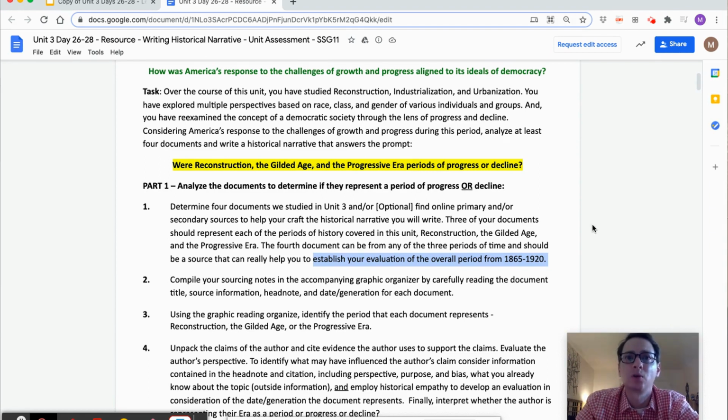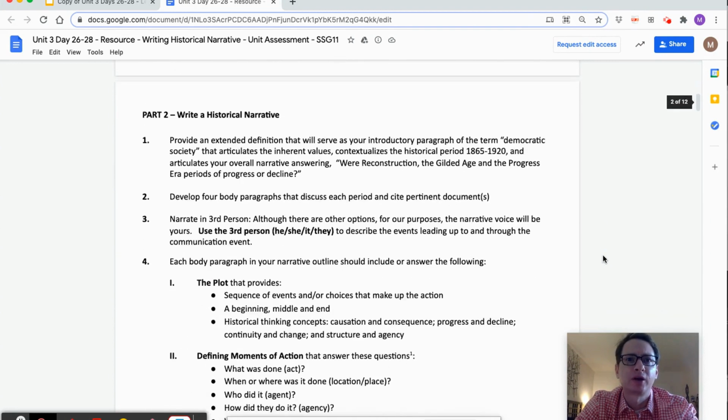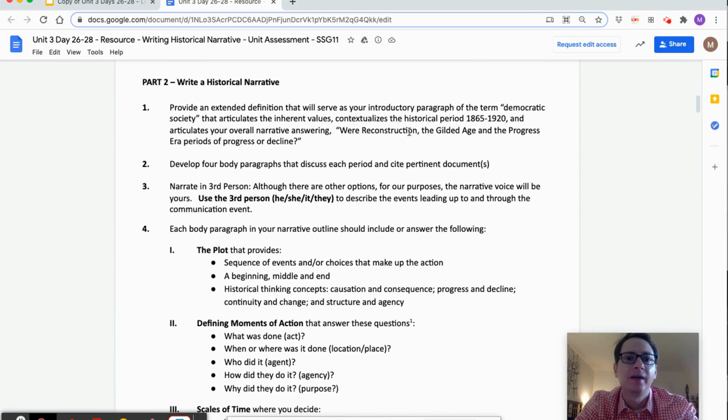Second, after selecting one document from each period that supports their progress or decline labeling, they should use that fourth document to support their overall designation of this time period. Third, walk the students through what their introductory paragraph should entail by elaborating and even providing an example, if necessary, about what is meant by inherent values, contextualization, and just a reminder that they have to articulate their overall narrative as being one of either progress or decline for this time period.